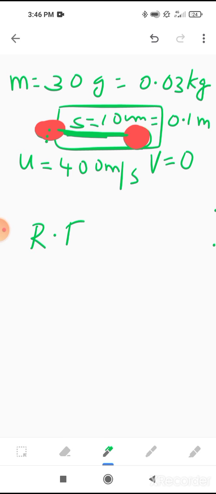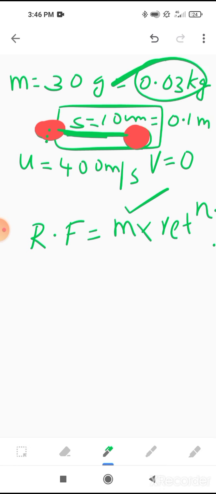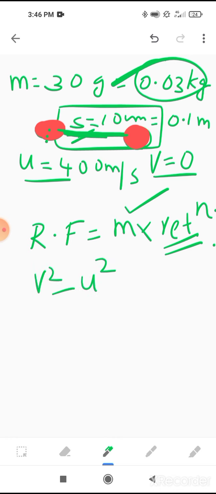Retarding force formula is mass into retardation. You know the force formula is F is equal to ma. If the force is an accelerating force, it is mass into acceleration. If the force is a retarding force, it is mass into retardation. Mass is already given here, 0.03 kilogram. Retardation, how will you calculate? Look at this diagram. You know the U value, V value and S value. So use the formula V square minus U square is equal to 2AS.